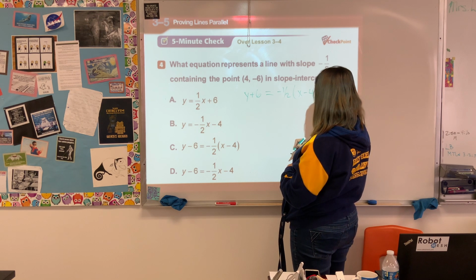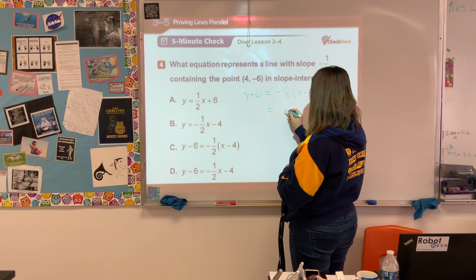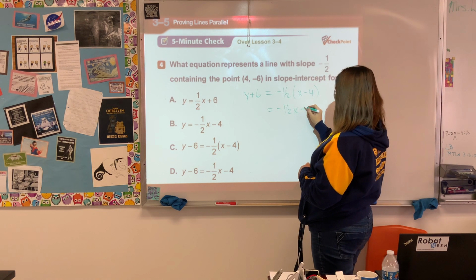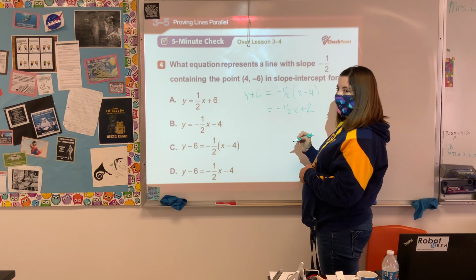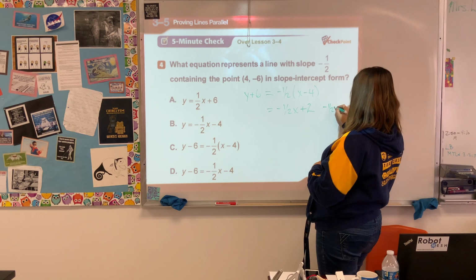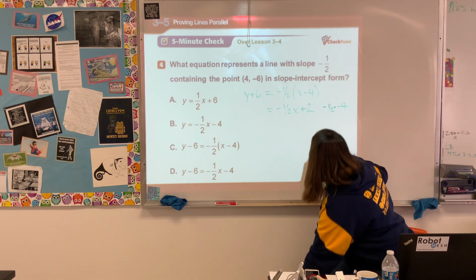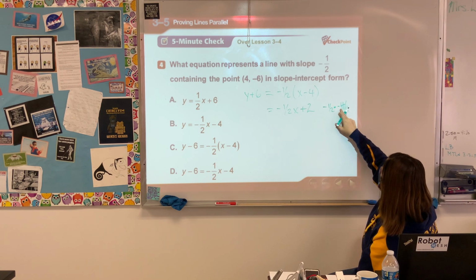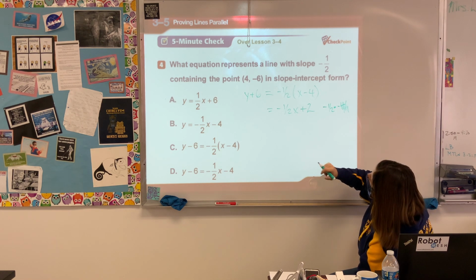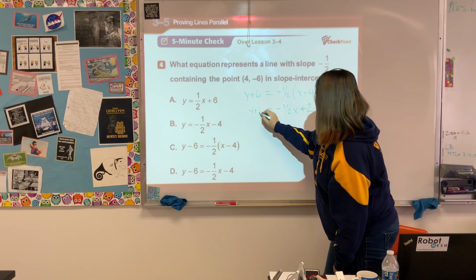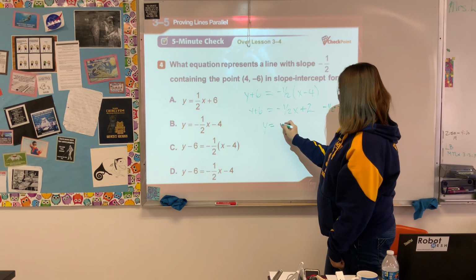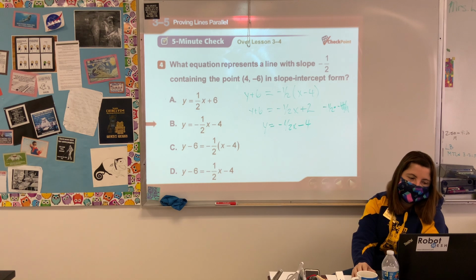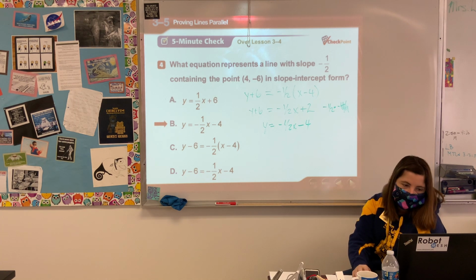Then you distribute the negative 1/2 to the x and the 4. Why do I have to do that? Because you're putting it in slope-intercept form. Because I have to get it into this form. Negative 1/2 x. Negative 1/2 times negative 4 is positive 2. Yeah, or I could say negative 4 over 1, I agree. So negative times negative becomes a positive 2. So y plus 6, and then you subtract the 6 from both sides. So yeah, our answer is B. It matches.